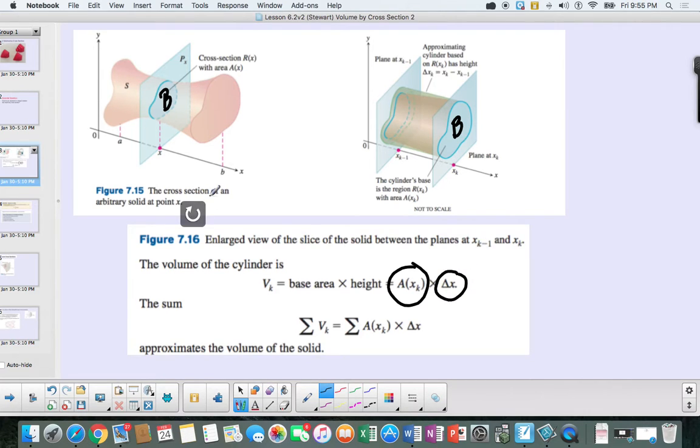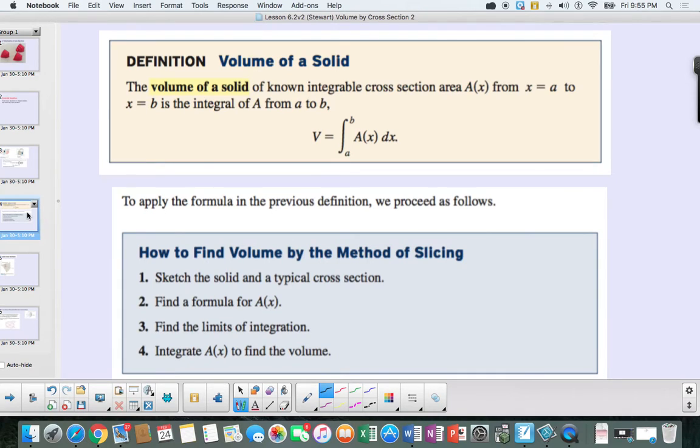And this is going to be a little piece of the volume, and we're going to add all of these little Riemann sums, which all represent little small pieces of volume, and add them all up. Okay, so this is volume of a solid by cross-section. We need to be able to describe the cross-section area and multiply it by its little width and add up all of those to get our exact volume.